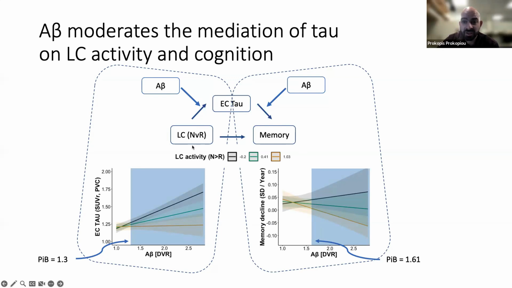This analysis revealed the association between novelty-related LC function and tau deposition in the entorhinal cortex, which you see here, becomes significant at lower amyloid levels compared to the association between tau and memory decline, which again suggests that LC dysfunction and tau propagation may precede AD-related memory decline, because the level of amyloid where these associations between LC dysfunction and entorhinal cortex become significant are at lower levels of amyloid as compared to when the association between tau and cognition becomes significant.